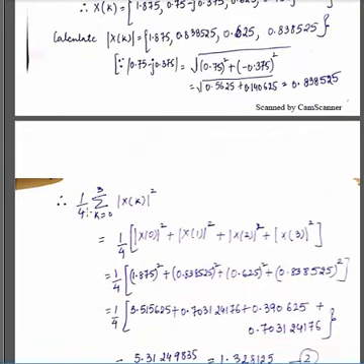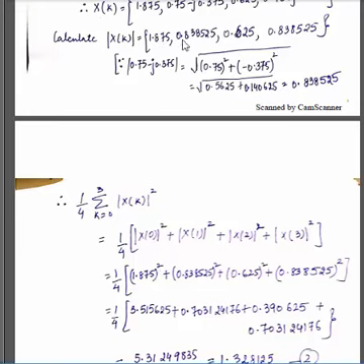Therefore, it becomes 1 by 4 summation k tends to 0 to 3 absolute value x of k whole square. Expand this summation, it becomes 1 by 4 bracket absolute value of x of 0 whole square plus absolute value of x of 1 whole square plus absolute value x of 2 whole square plus absolute value x of 3 whole square. First, x of 0 we already found out, that is 1.875 whole square.